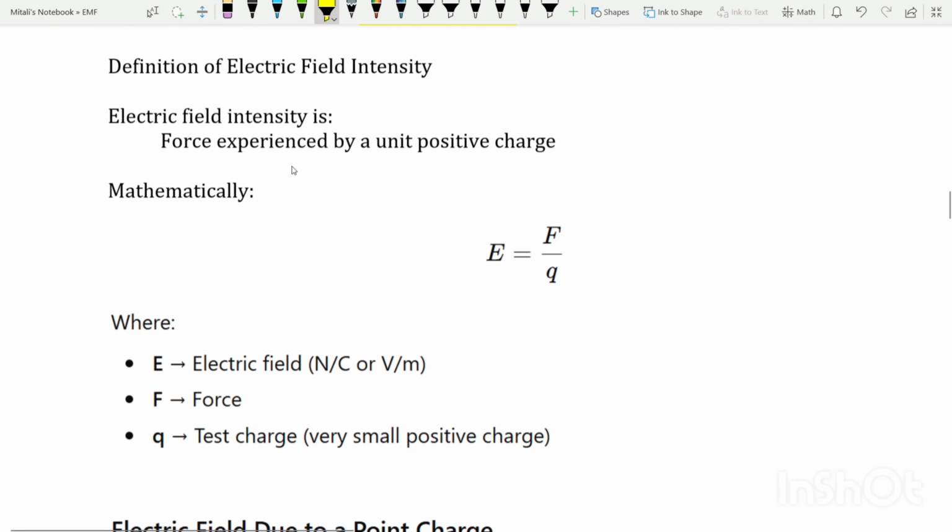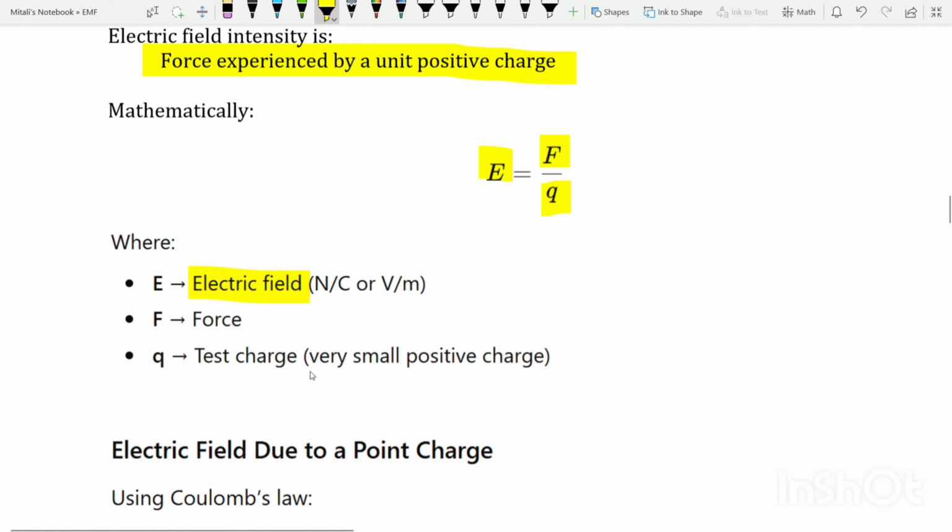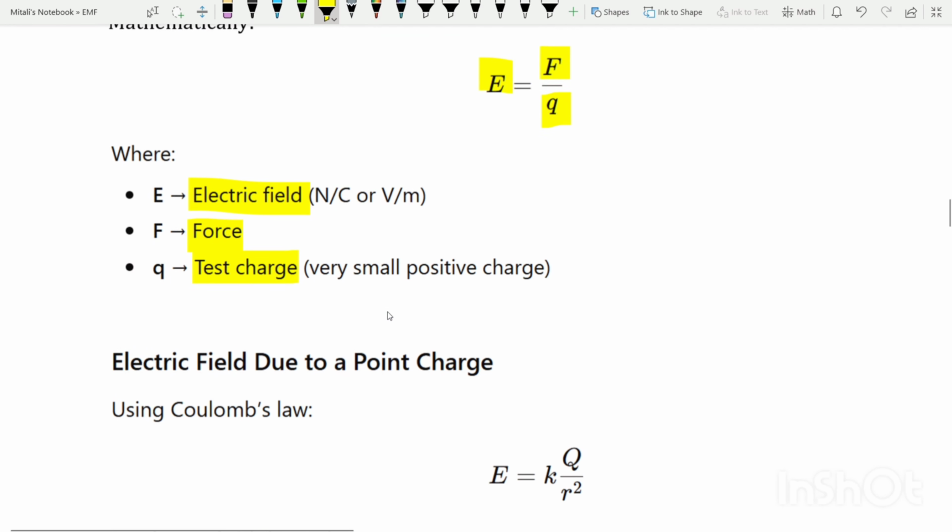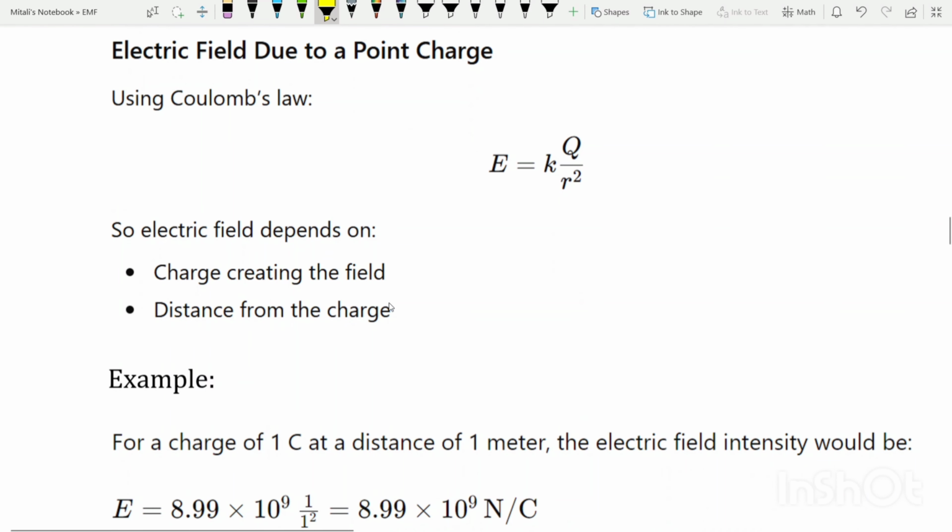So definition of electric field intensity is force experienced by a unit positive charge. Mathematically, E = F/Q, where E is the electric field, in Newton per Coulomb or volt per meter, F is the force, Q is the test charge, a very small positive charge. Important point: the test charge should be very small so it doesn't disturb the field.